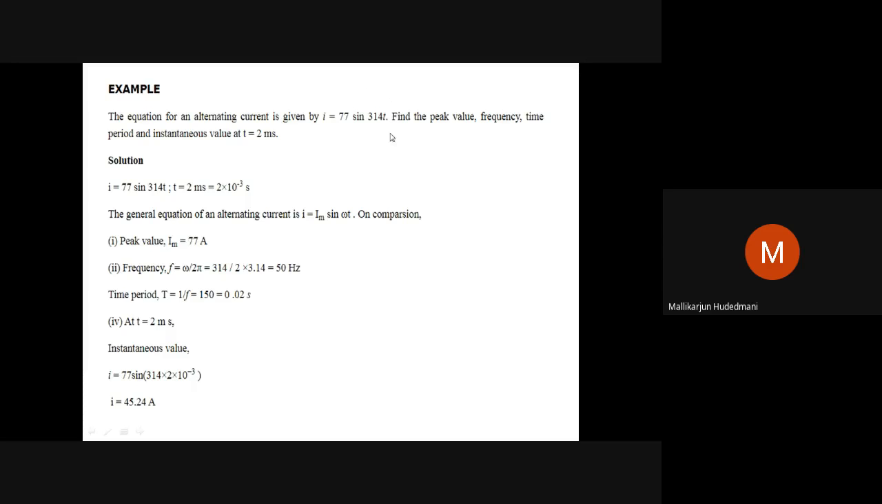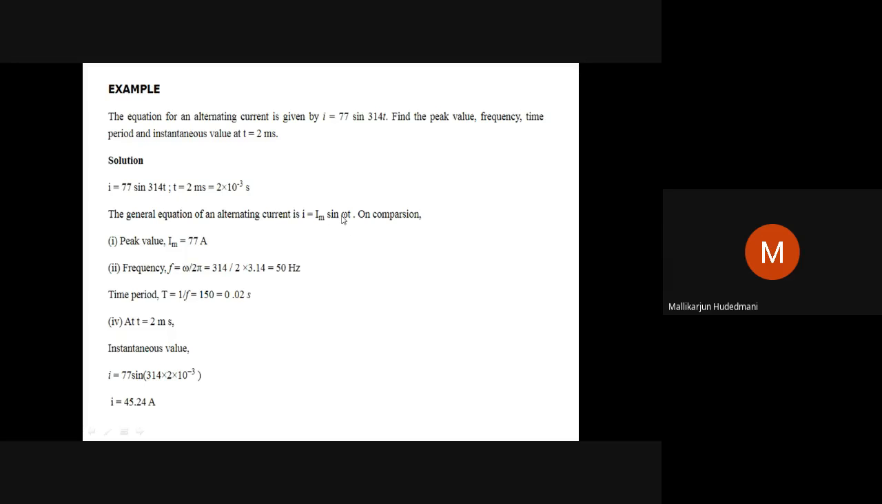Then how do we find the peak value of this wave? When I compare with Im sin omega t, you can see Im becomes 77. That is the peak value. Then omega is 314.